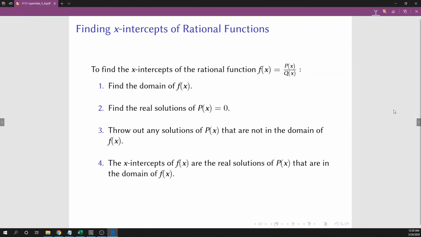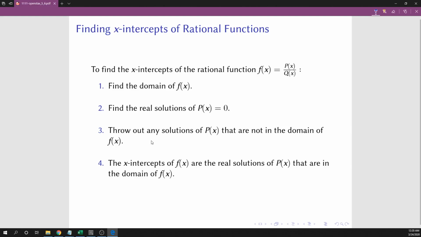All right, next up is finding the x-intercepts of rational functions. To find the x-intercepts of a rational function, first you need to know what the domain is, so it's important to find the domain like we just did in the previous problem. Then find the real solutions of p of x equals 0. That's the top part of the rational function, the numerator. Set that equal to 0 and solve. We want only the real solutions, because complex number solutions don't correspond to x-intercepts. That's something we mentioned in one of the previous videos.